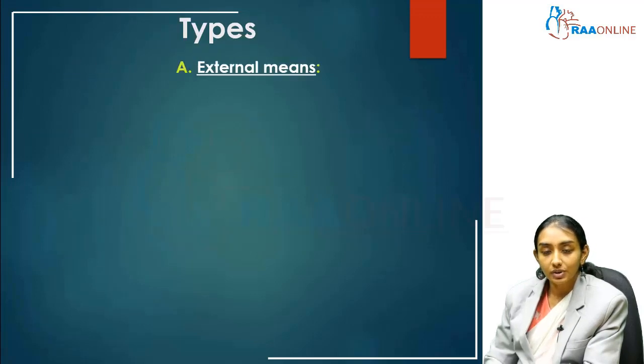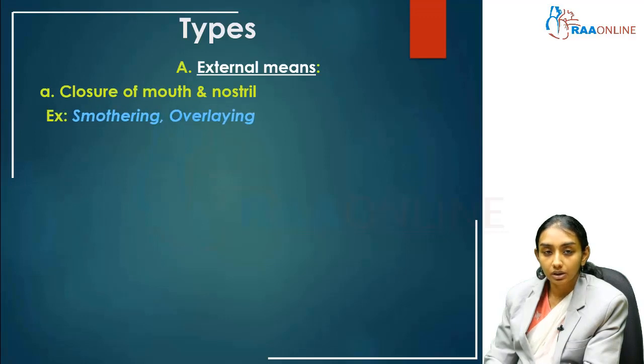So coming to the types of suffocation, there are external means of obstruction of the external orifices, or you can have the obstruction of the internal orifices such as the oropharynx or the nasopharynx. Externally you can have closure of the mouth and nostrils, either by the use of a pillow, clothing, or some form of sand, mud, or other objects that prevent the entry of air into the airway. In such a case, it is called smothering or overlaying.